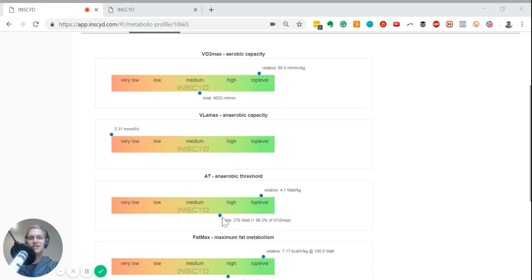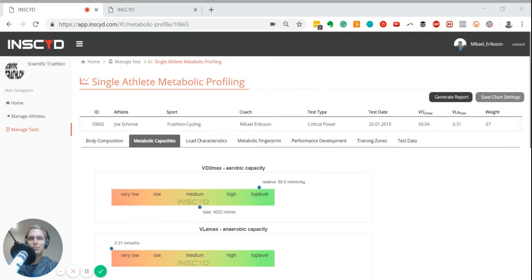Now, with INSCYD, this testing and calculation of the anaerobic threshold has been validated to better than 2.5% accuracy. That's better than any other validated method. And one thing that's quite interesting is that it's the only method that has been validated in women as well as males. But just continuing with this example, this here is Joe Schmo with a VO2 max of 60 and a VLA max of 0.31, 67 kilograms.